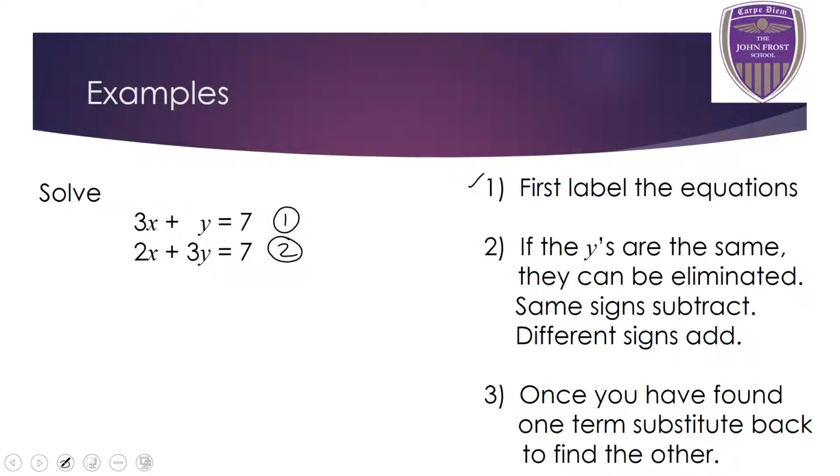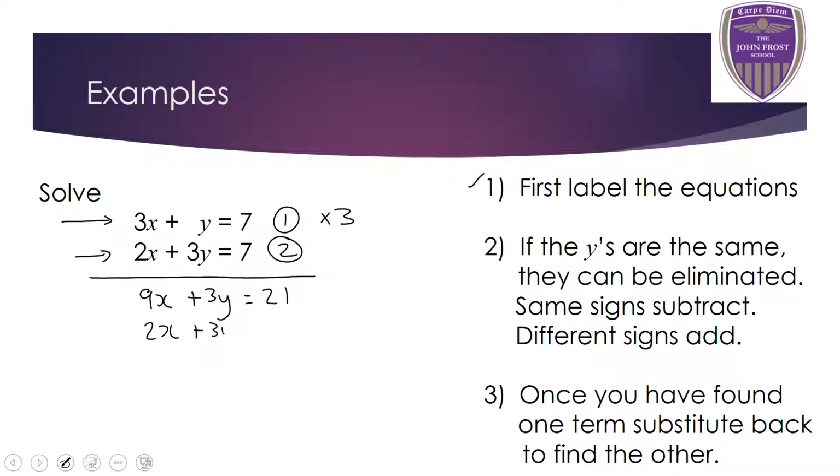So what we would look at is in equation number 1, how can I make the y 3y? Well, I can multiply y by 3, and that will make 3y. In this case, though, I must make sure that I don't just multiply the y by 3. I need to multiply through the whole of this equation by 3. I'll rewrite that. So I will do 3 times 3x, which gives me 9x, 3 times y, which gives me 3y, and 3 times 7, which gives me 21. I don't need to change this second equation here because it has already got 3y. So I just write down the equation again.